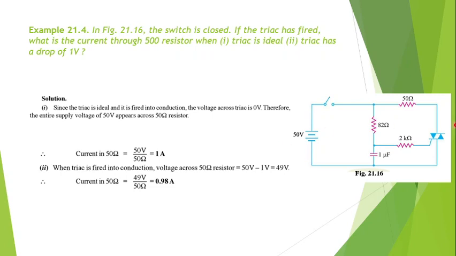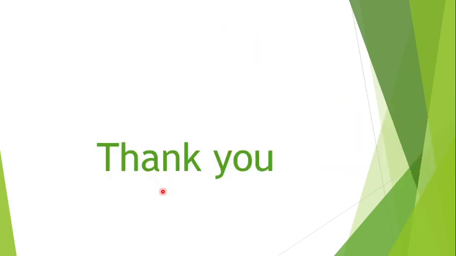Now in the second case, when there is a drop of 1 volt across the triac, then the drop across the resistor will be 50 minus 1, that will be 49 volts. Then we use the same formula. Current across this 50 ohm resistor is equal to the voltage drop across it divided by its resistance value, that is 49 volts divided by 50 ohms. So we get 0.98 amperes.